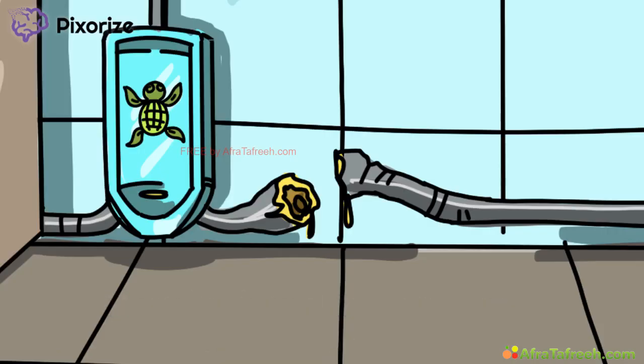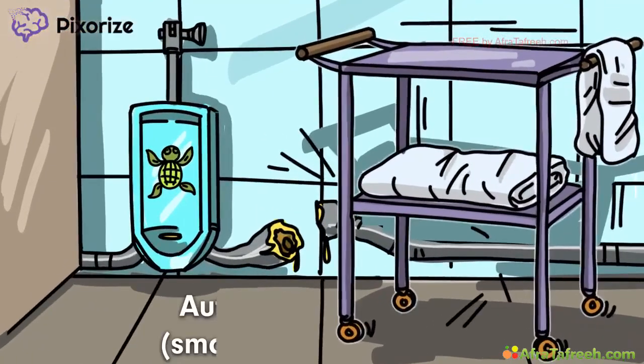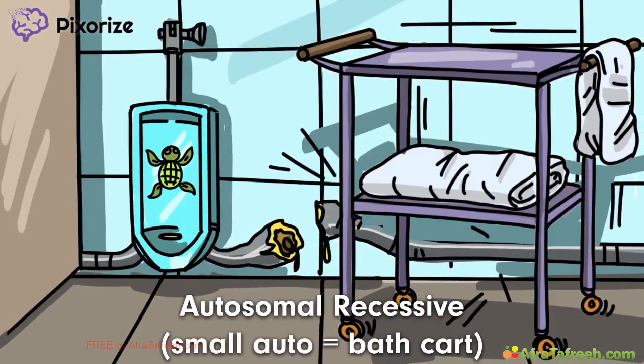Now, let's briefly take a moment to discuss the inheritance of homocystinuria. Take a look at this small cart over here. Yep, it's a small bathroom cart. What else would you expect to see in a bathroom? At Pixarize, we use large dominant automobiles like cars and trucks to symbolize autosomal dominant disorders, and small recessive autos like carts to symbolize autosomal recessive disorders. Let this image of this small recessive cart remind you that homocystinuria is an autosomal recessive disorder.